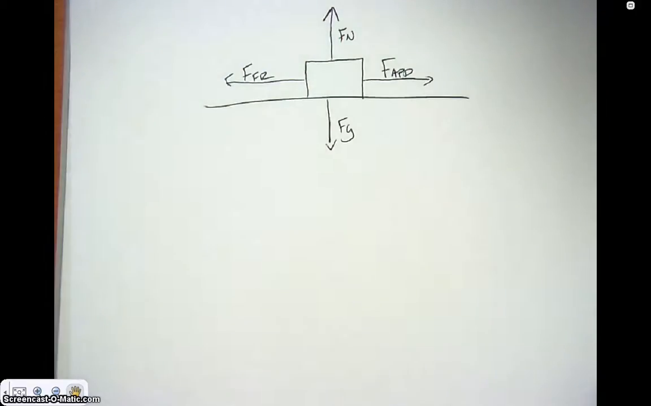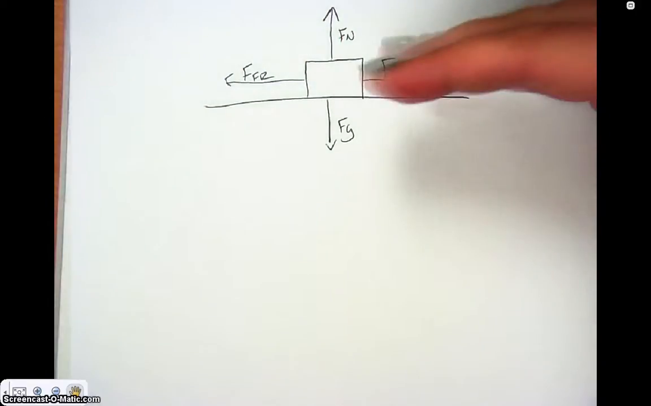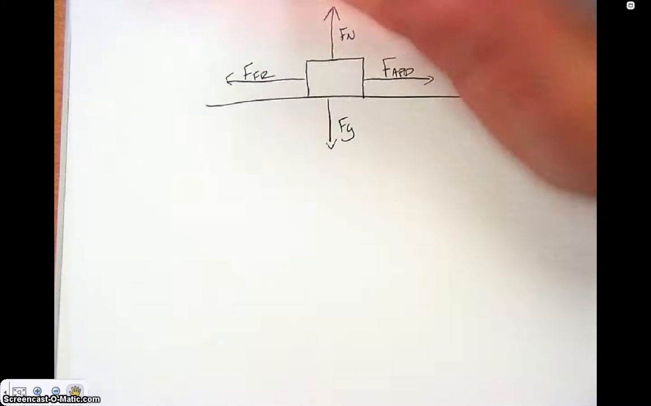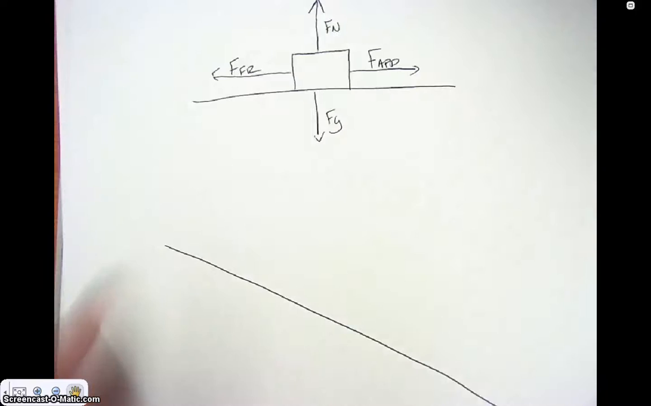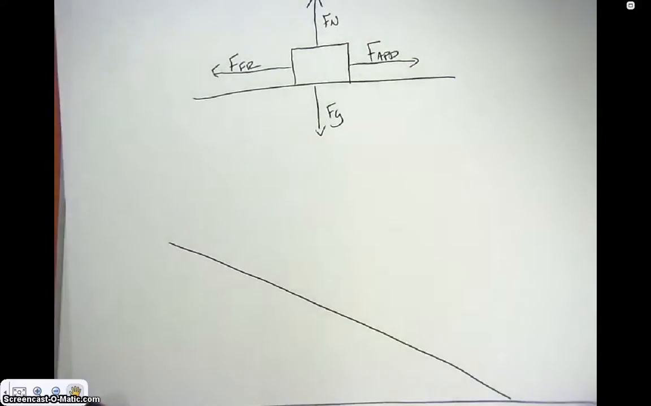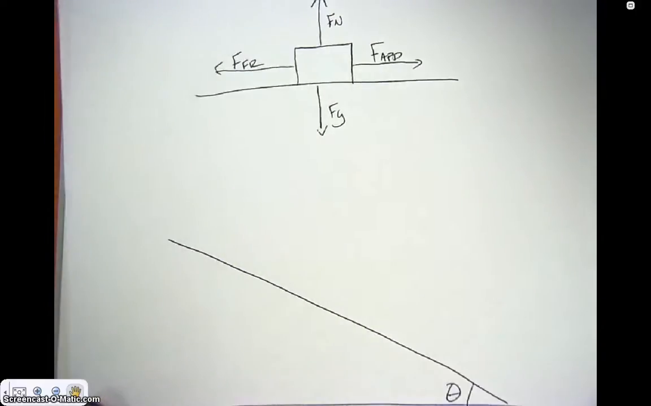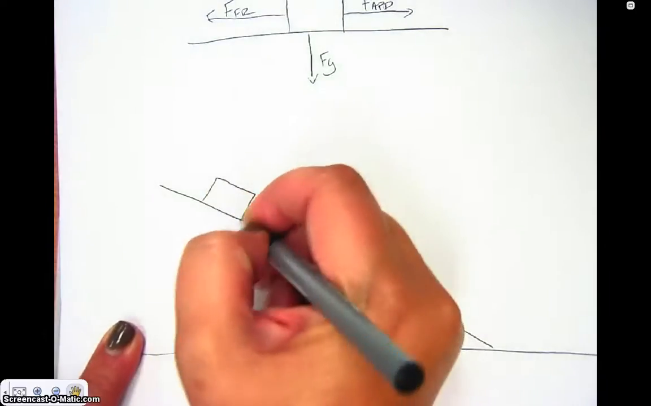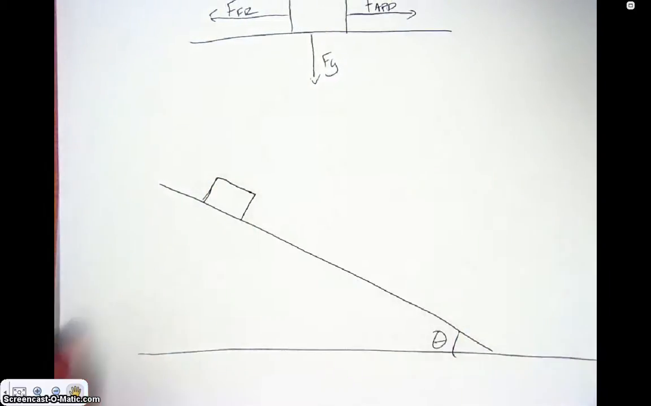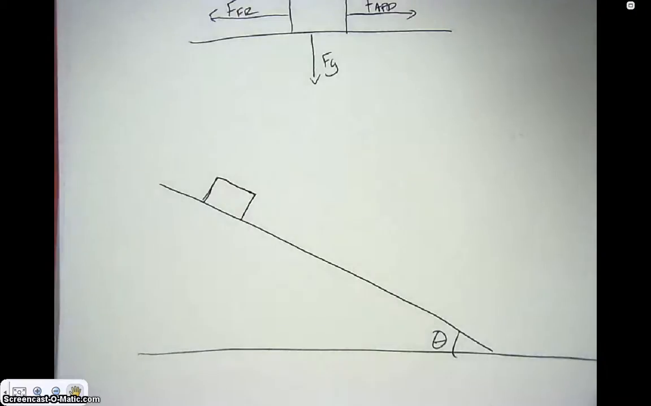So what happens if I take this box, and instead of applying a force, I just incline the plane a little bit? So let's just draw a plane that's inclined at some angle. Now, when I do this, if I just put my box on the plane, you can see just by looking at it that this thing would probably want to slide down the hill, right? And that's because of gravity. Gravity makes it want to slide down the hill.